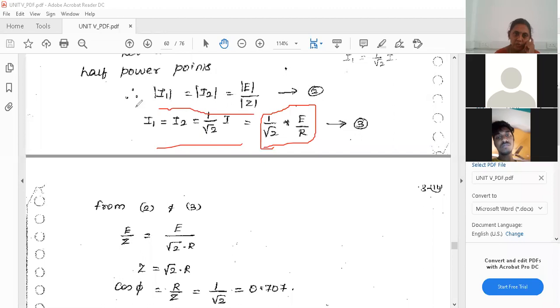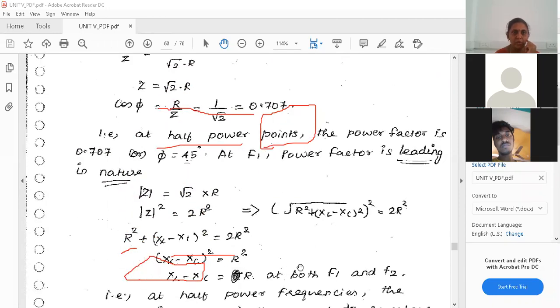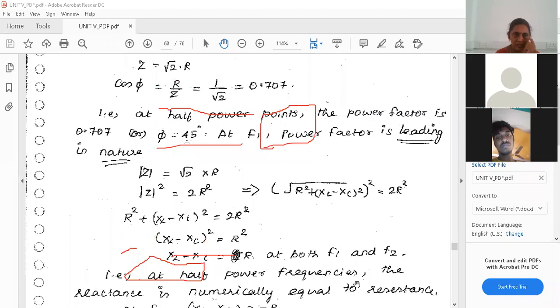Now equating these both, I can tell E by Z is equal to E by root 2 R, right? Or equating the denominators, we can tell Z is equal to root 2 R. What is Z? Z is going to be impedance. Now we know from resonance, cos phi is equal to R by Z. Or rearranging this expression, I can tell 1 by root 2 is cos phi, which is equal to 0.707. So the cos phi value is going to be 0.707.